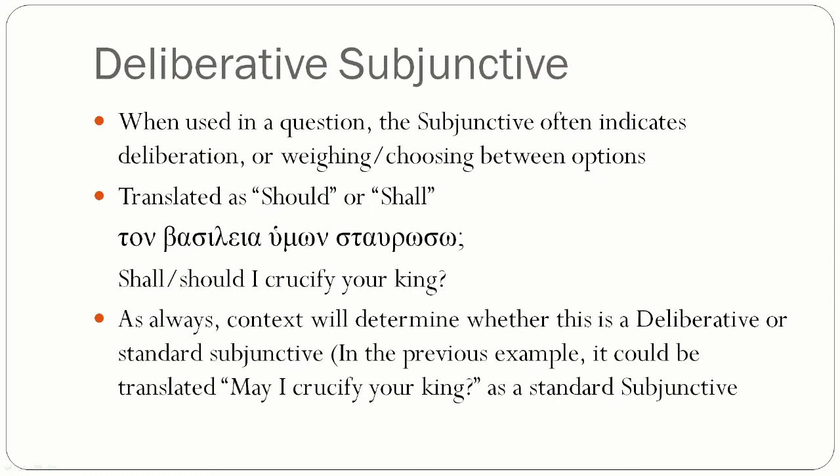Okay, this next one, again, there is a kind of clue that we're dealing with this, but it's not something that always is the case. When used in a question, the subjunctive often, it happens enough in the New Testament, I put there often, indicates deliberation. Okay, somebody is choosing between like two or more options here.